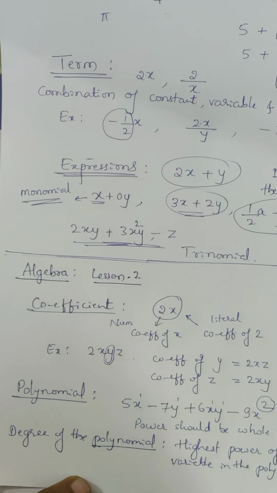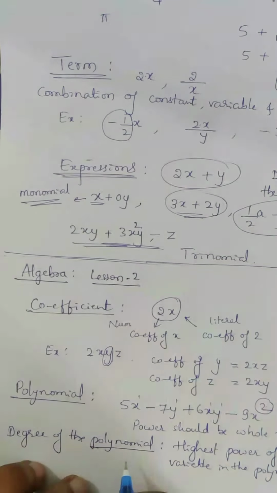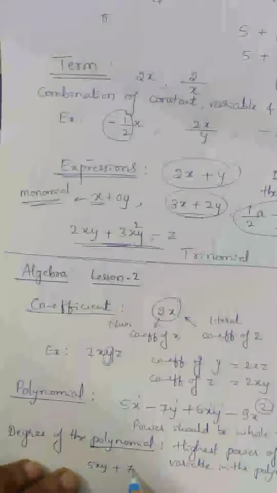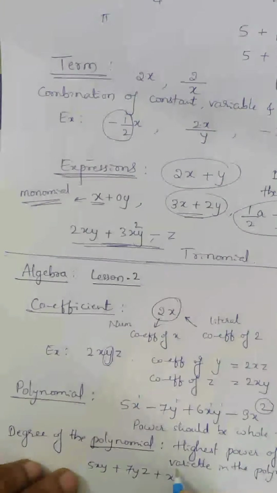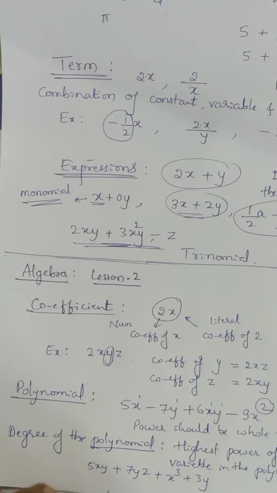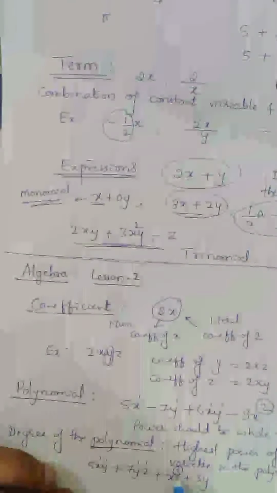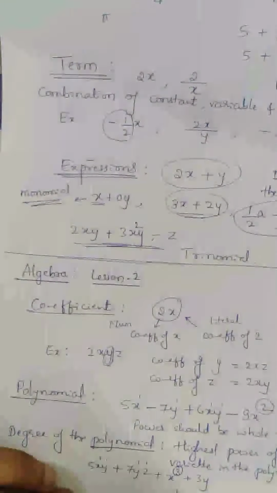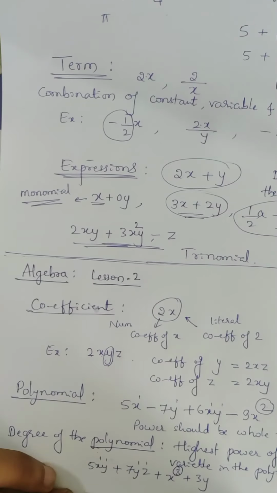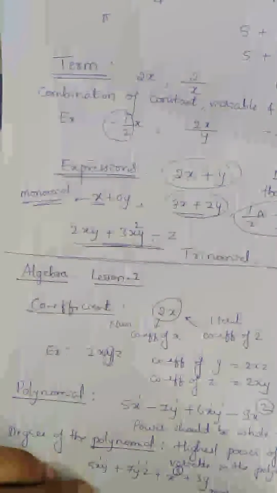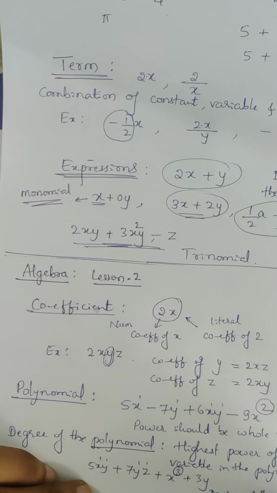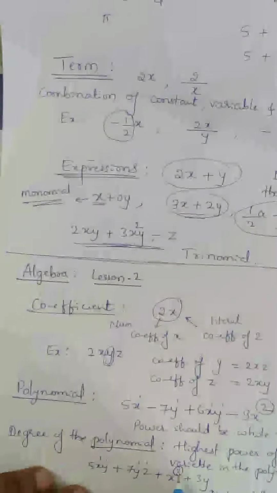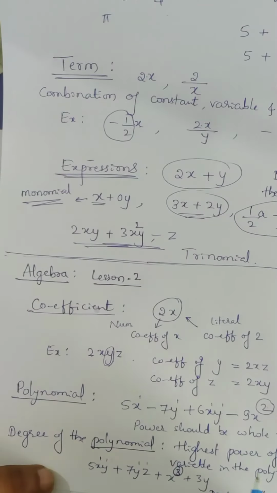Therefore the degree of this polynomial is 2. Sometimes you will get a polynomial of this kind, like 5xy plus 7yz plus x cube plus 3y. Here these two together it is 2, these two together it is 2, but the highest power of the variable is 3. So the degree of the polynomial is 3, because that is the highest power. Okay, thank you.